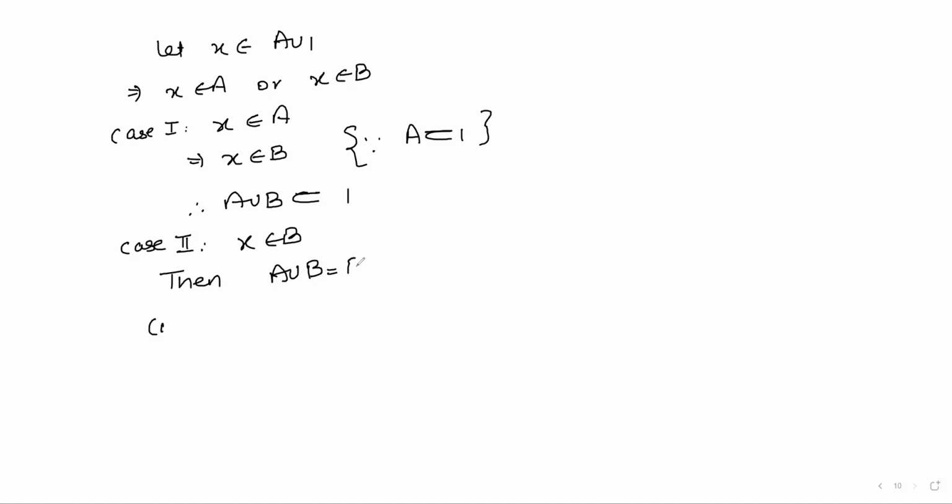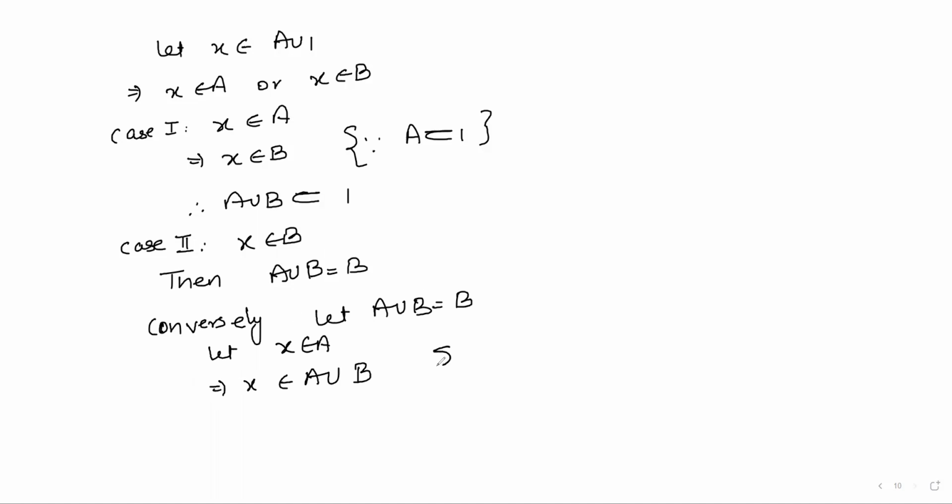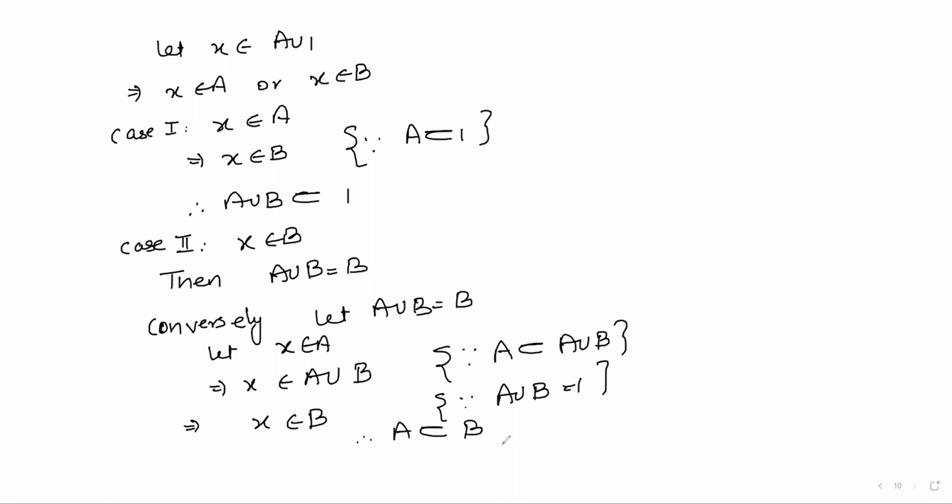Okay, and conversely, let A union B be equal to B. Let x belong to A. Then x belongs to A union B, since A is a subset of A union B. So this implies x belongs to B, as A union B is equal to B. Therefore, A is a subset of B. Hence, when first is true, third is true, and whenever third is true, then first is true. Okay, so Safan, please note down this.